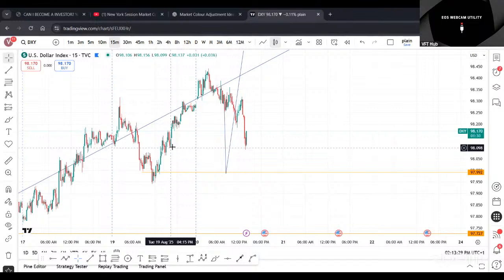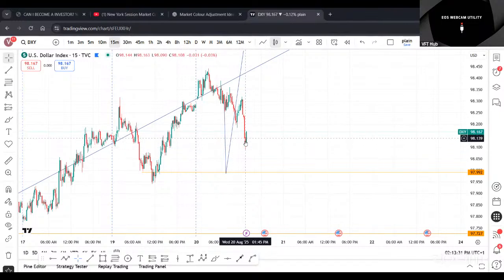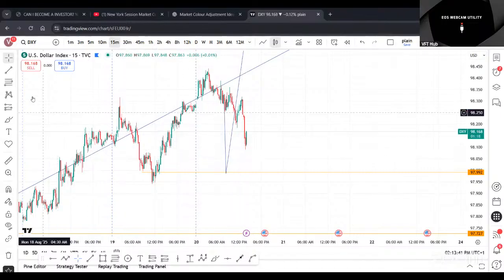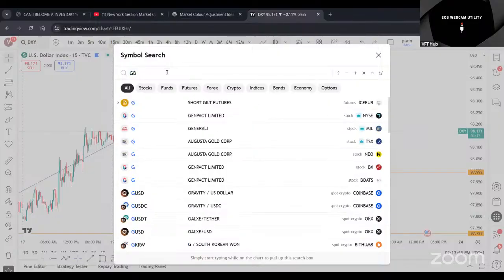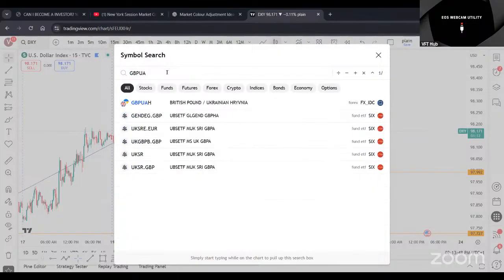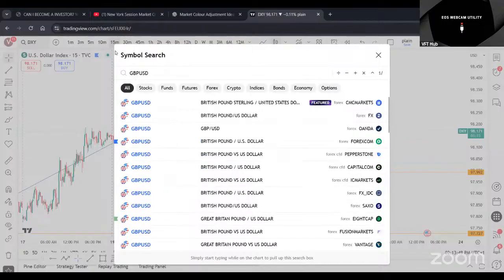Key statement at this price point: price hasn't fulfilled what we are looking out for. Price has not gotten into our point of interest. And once price trades into our point of interest, which is this left shoulder on the 15-minute time frame, we will be looking out for buy opportunities on the DXY. Down to GBP USD.